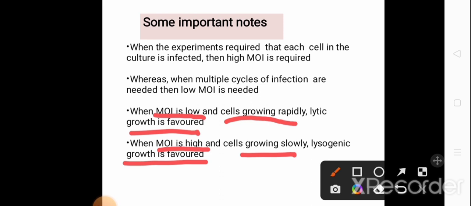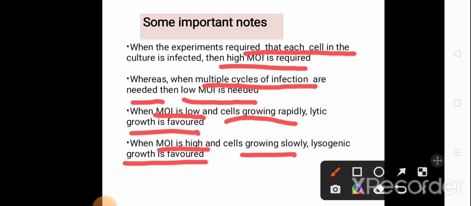And when multiple cycles of infection are needed, then a low MOI is needed. And another is that a high MOI is required when the experiment requires that each cell in the culture is infected. Lytic growth is favored when MOI is low and cells are growing rapidly, whereas lysogenic growth is favored when MOI is high and cells are growing slowly.